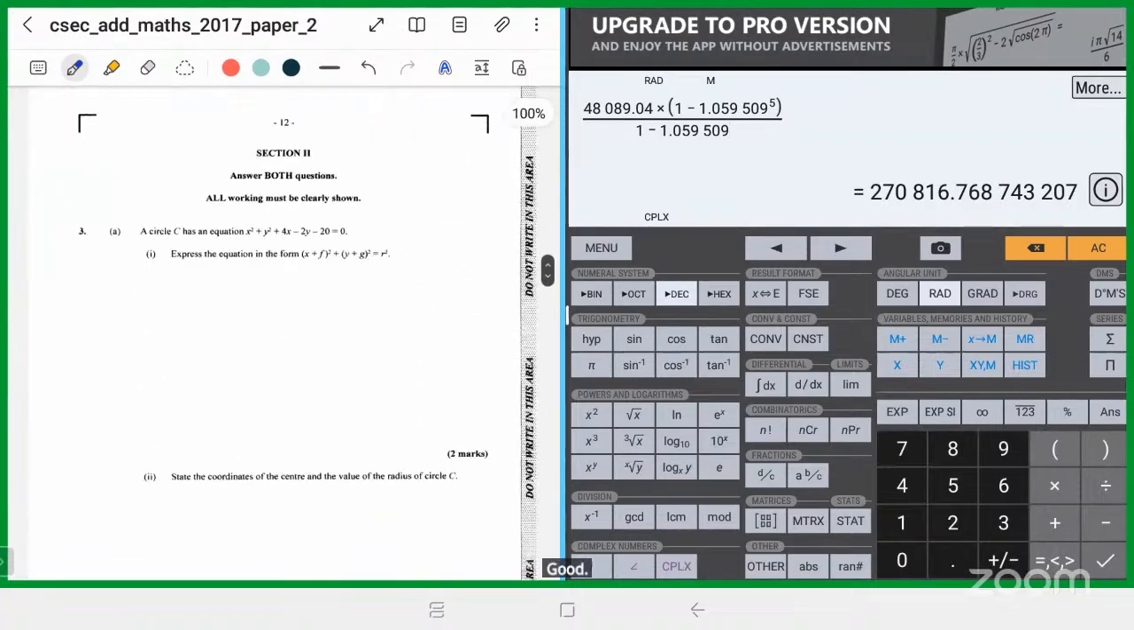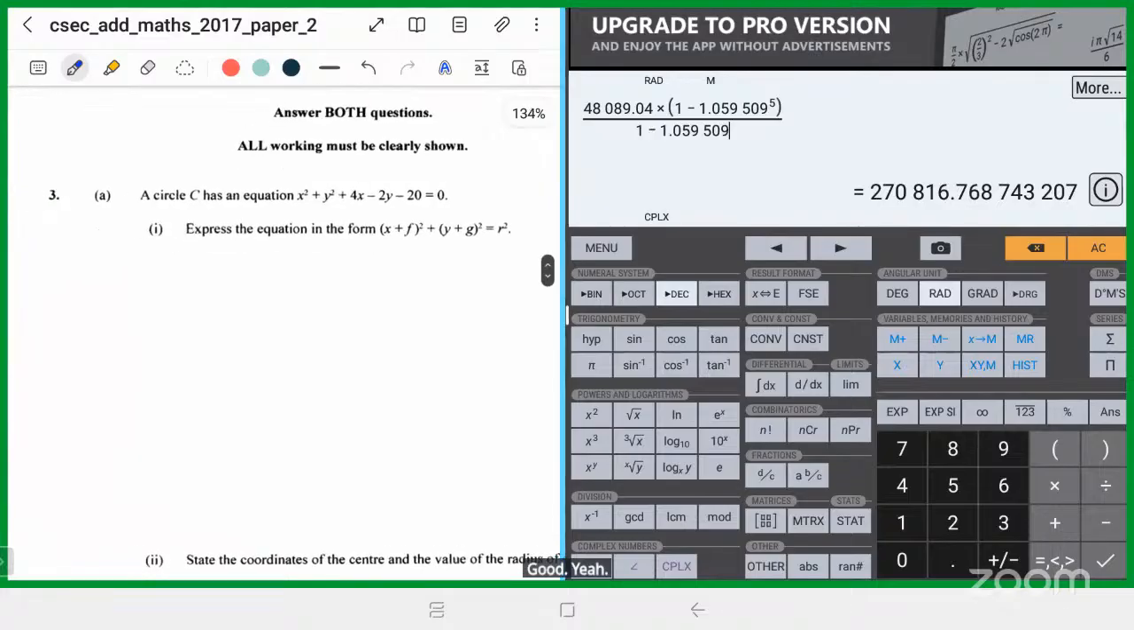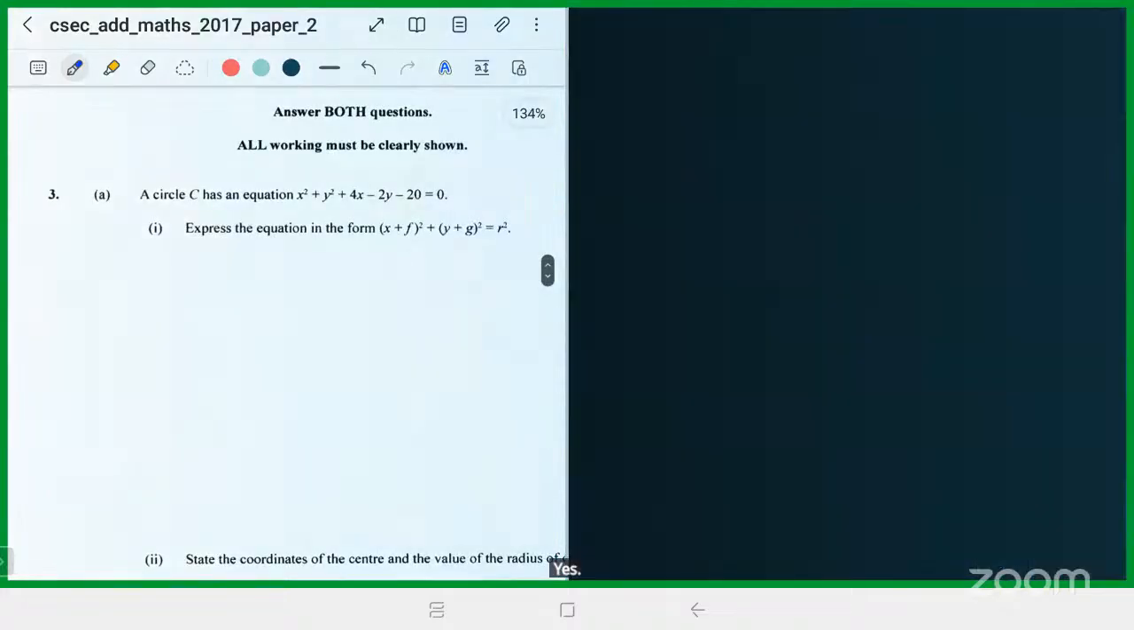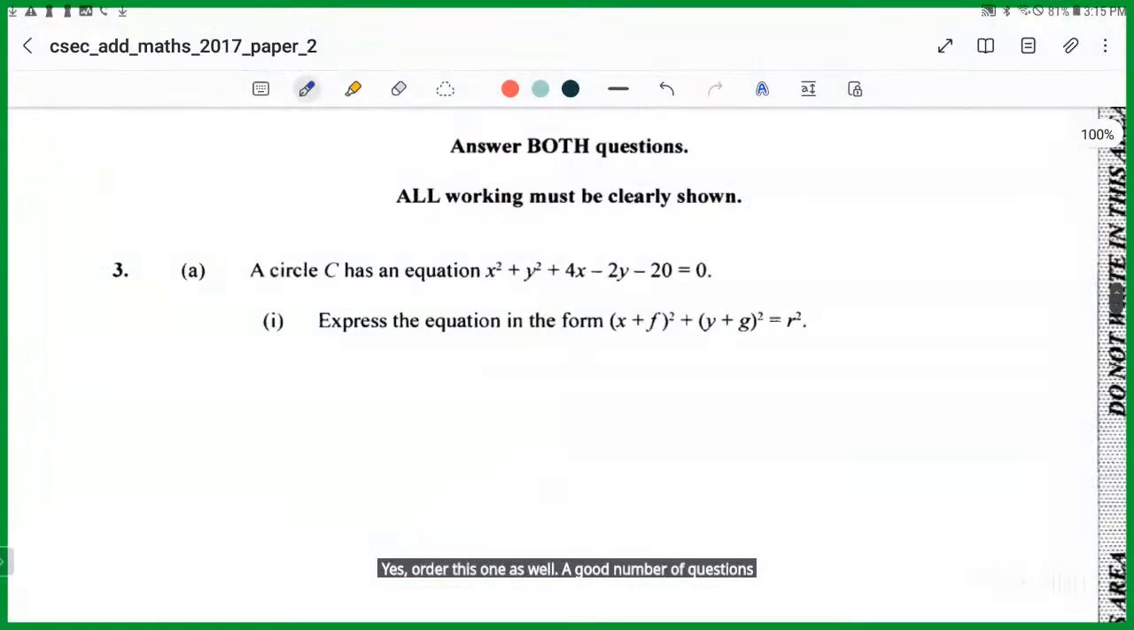Alright, did I tell you this one as well? Yes. Go to this one as well. A good number of questions, man. That's good. Alright.